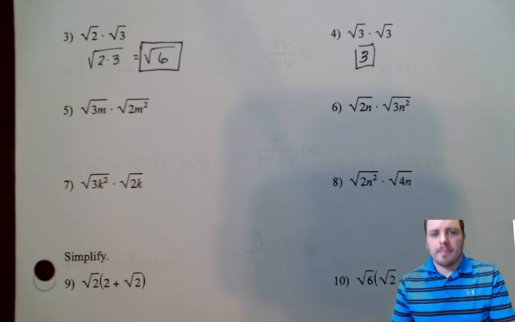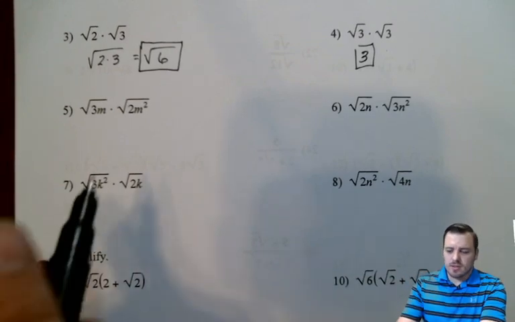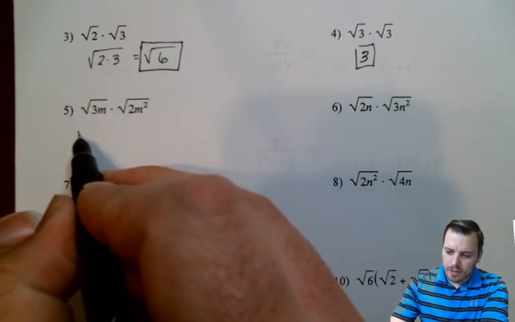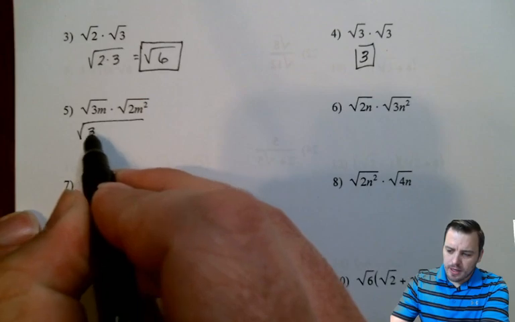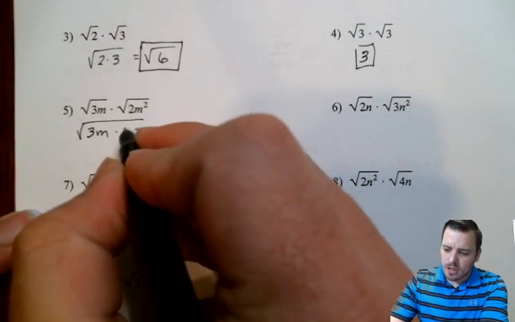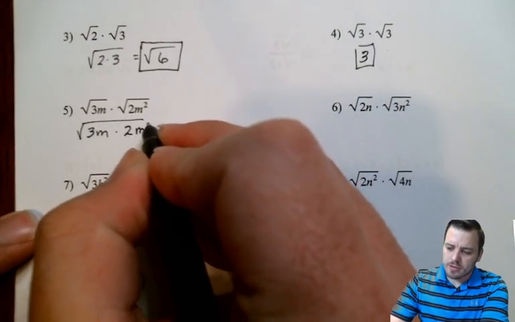Okay, sorry about that. So looking at this, here's where we need to go. Radical 3m times 2m squared.